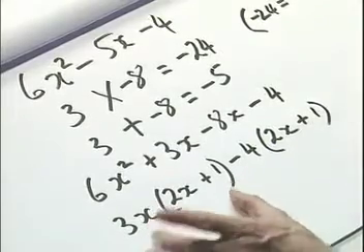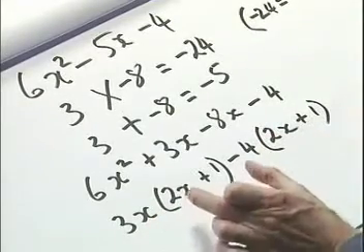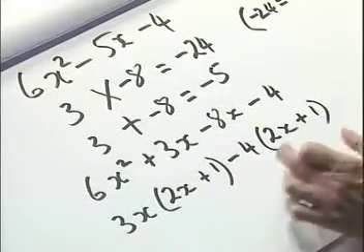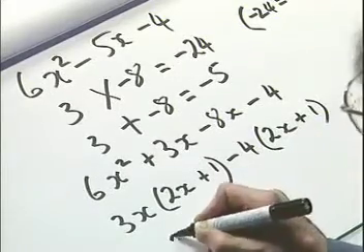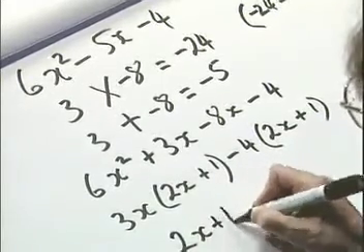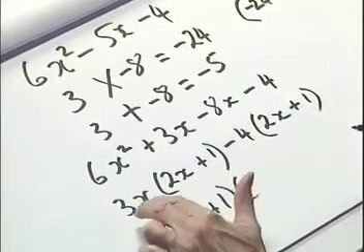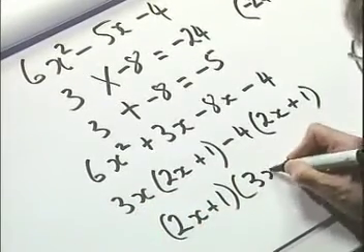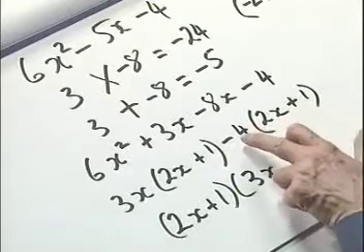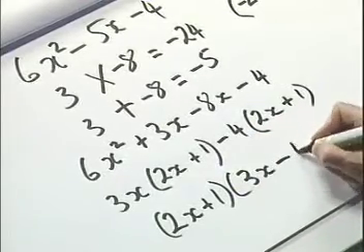Again, two lumps of algebra sharing this common factor of 2x plus 1. So we'll take that out. And then we have 2x plus 1 multiplying 3x, and 2x plus 1 multiplying minus 4.